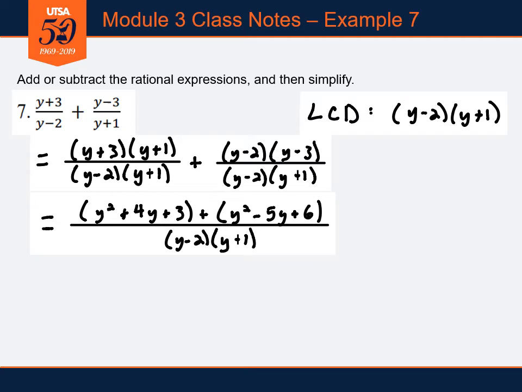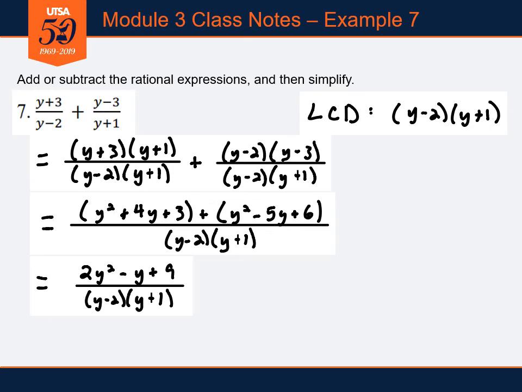so that I can then add those numerators together, combine like terms to get 2y squared, 4y minus 5y is minus 1y, and plus 3 plus 6 is plus 9. Keep your common denominator of y minus 2 times y plus 1. Notice I didn't bother FOILing out the denominator of y minus 2 times y plus 1. You don't need to. In fact, it's better to leave it factored because you always want to make sure that your answer is in simplest form, meaning factor it and see if anything cancels.